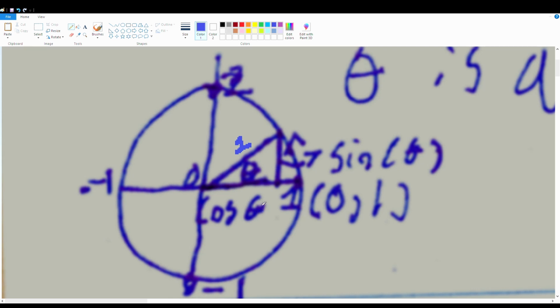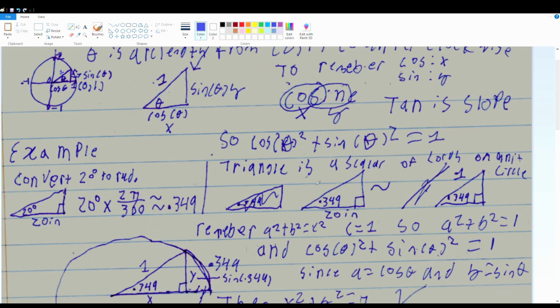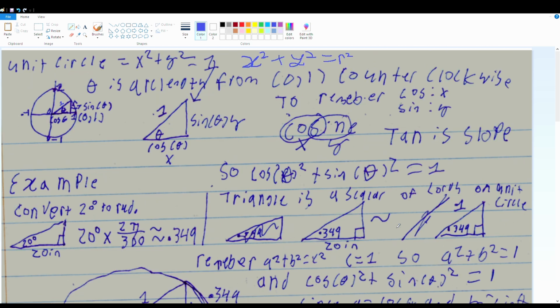And so cosine of theta, and cosine and sine are normally going to be measured in radians if you just put it in a graph. And so cosine of theta means the x value of this triangle formed. Like cosine theta means the x coordinate, and sine of theta means the y coordinate from theta arc length from the point 1, 0. And you go counterclockwise.